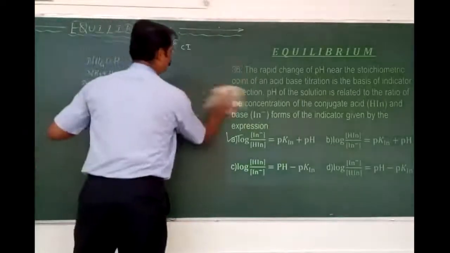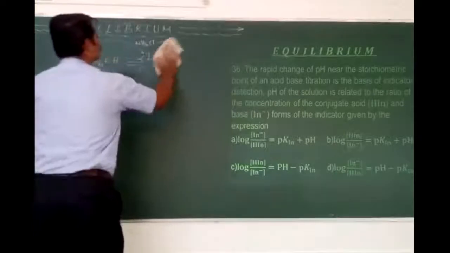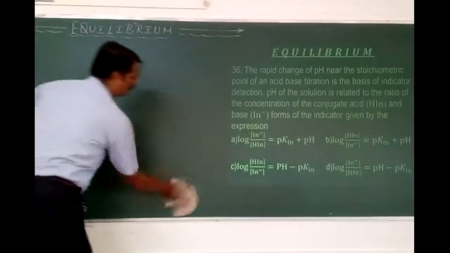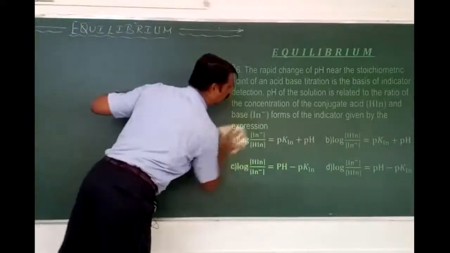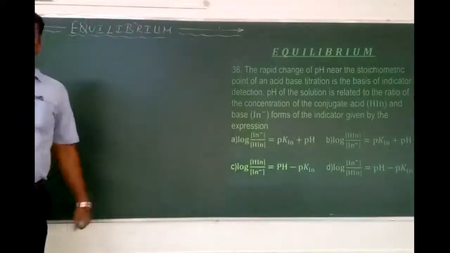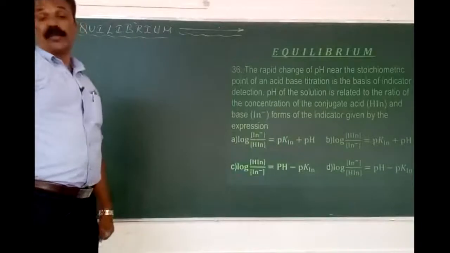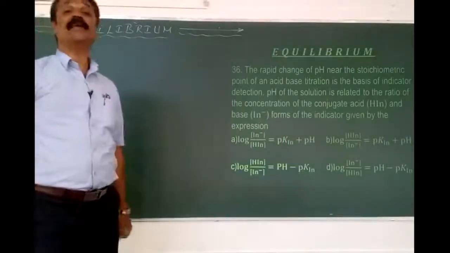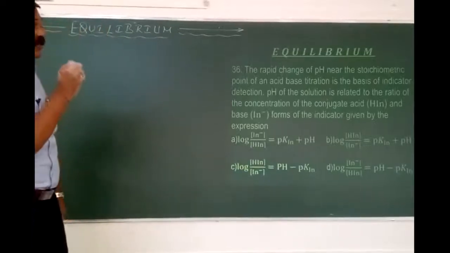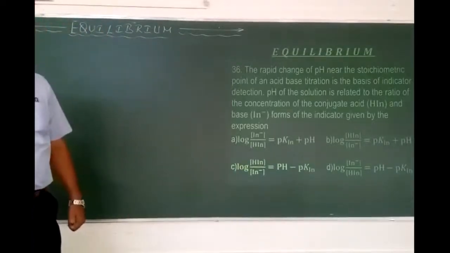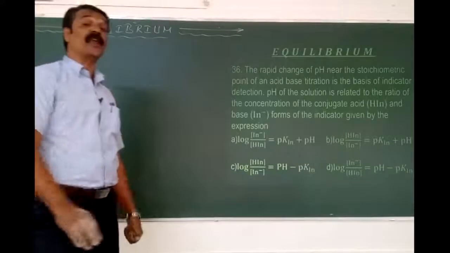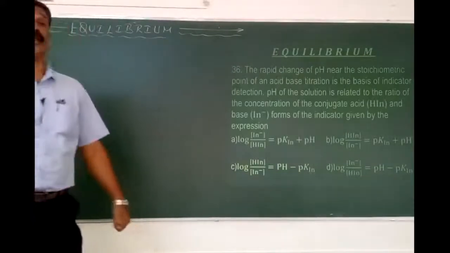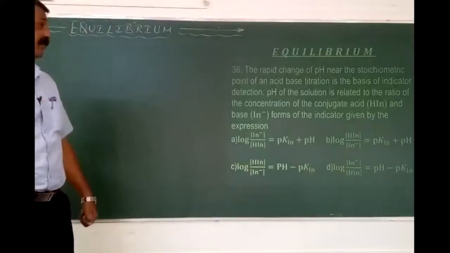Next, a rapid change of pH. A rapid change in the what? pH. Near the stoichiometric point, also called the end point of an acid-base titration, is the basis for the indicator detection. It's one of the principles of which one? Volumetric analysis, where we are detecting the what point? End point by the addition of a suitable which one? Indicator. Here the indicator is acid-base.